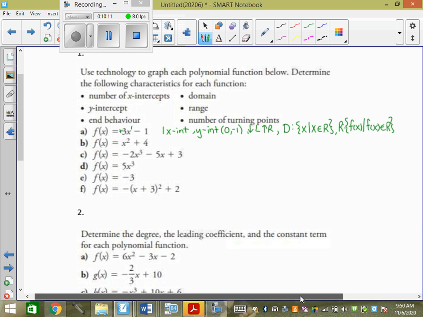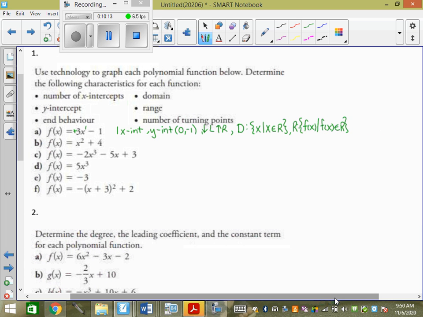The reason is I don't actually have a y. My y is f of x, so I have to write f of x as the variable for y. And then the last thing is number of turning points. How many turning points are there? None. It's a straight line.